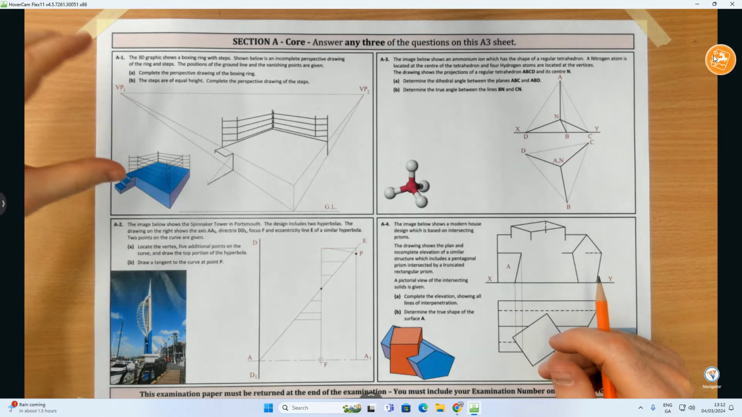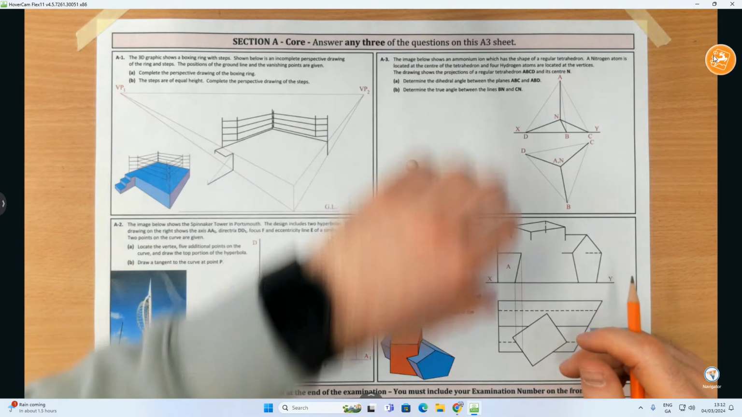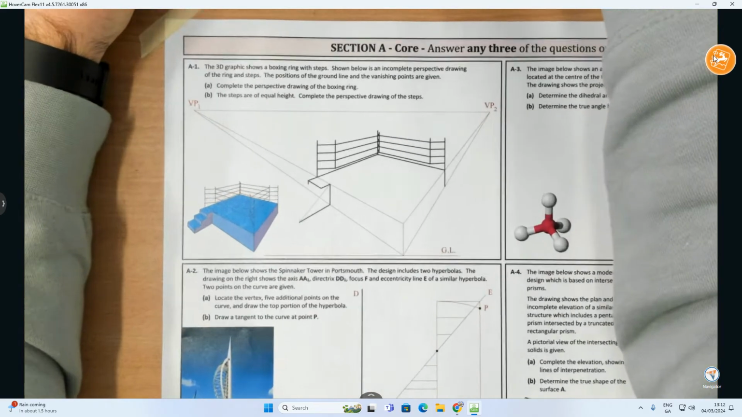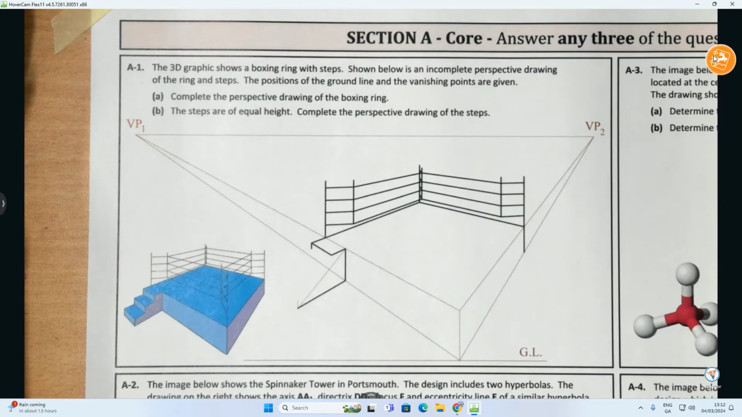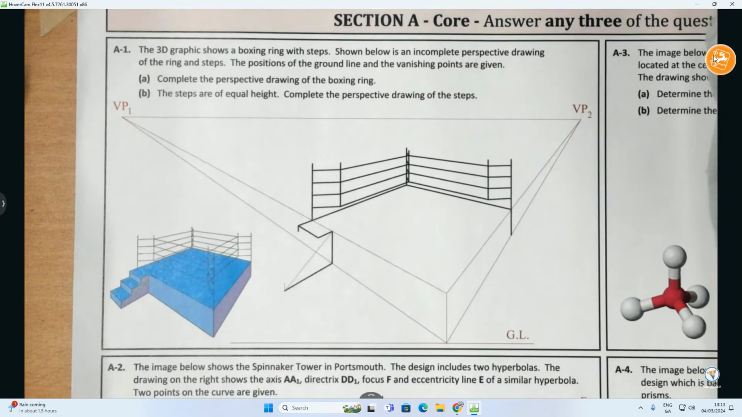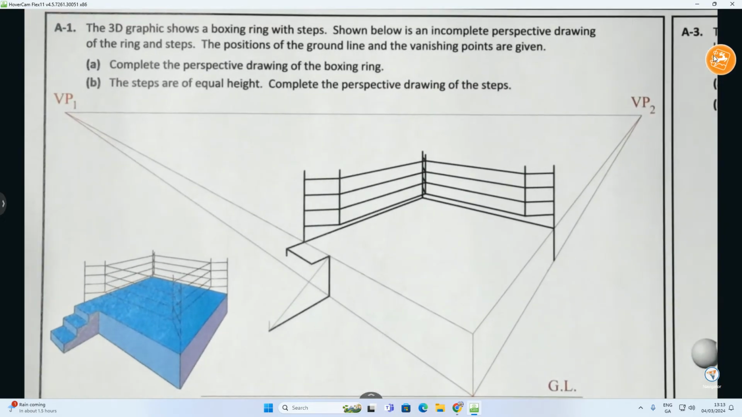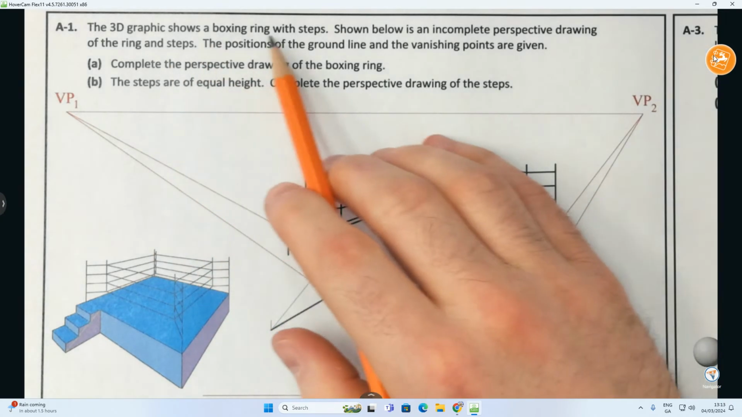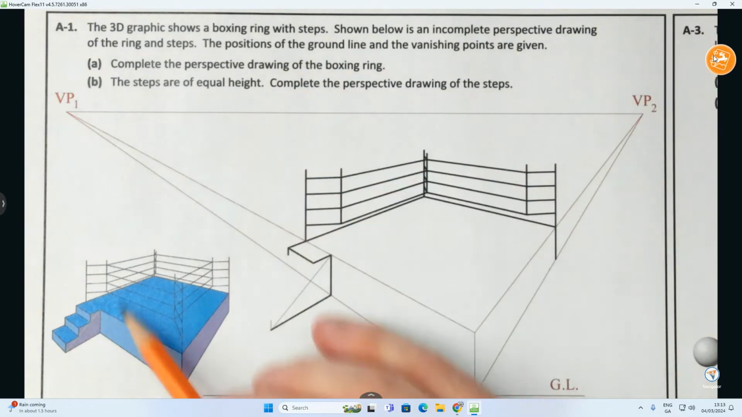So in these questions I'm going to go from A1 to A2 to A3 to A4, starting with this one up here. So I'm going to zoom in on that one now. And this question here is based on the topic around perspective drawing. Okay, so it says here, just make sure I fill it fully in the screen. There we go. The 3D graphic shows a boxing ring with steps, and you can see the 3D graphic here.